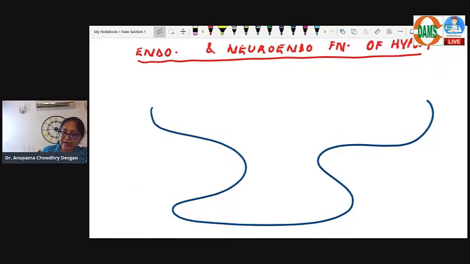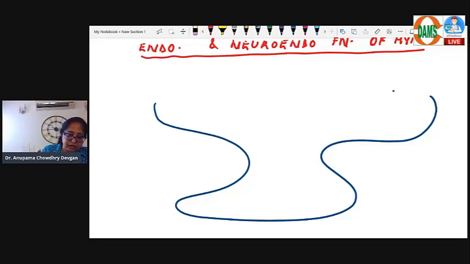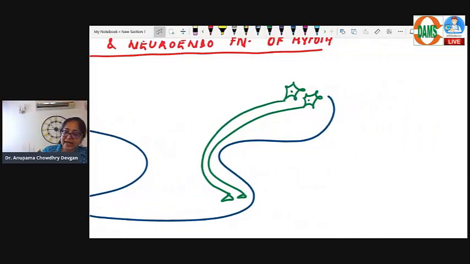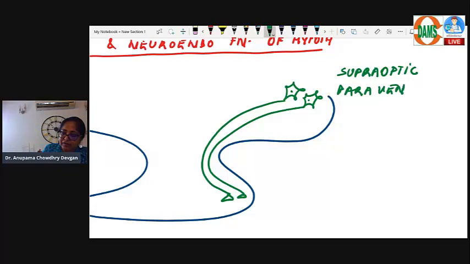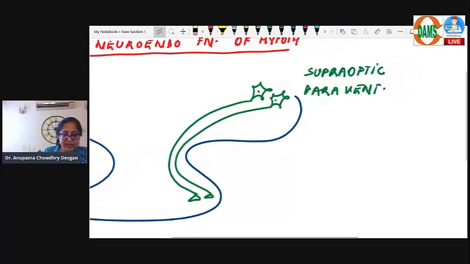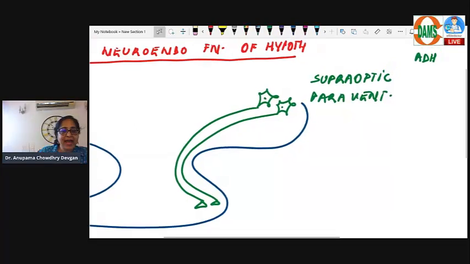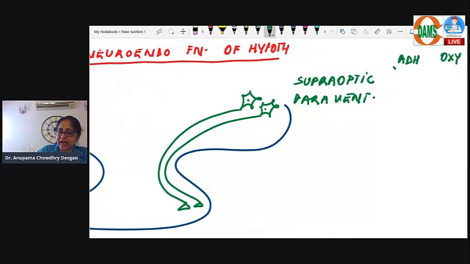Now, when I say neuroendocrine, there are two important nuclei of the hypothalamus which are going to be involved, for neuroendocrine function, and that is the supraoptic and paraventricular nuclei of the hypothalamus. These are involved in secretion of ADH and oxytocin.